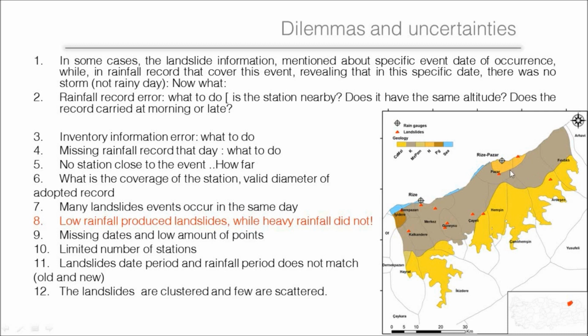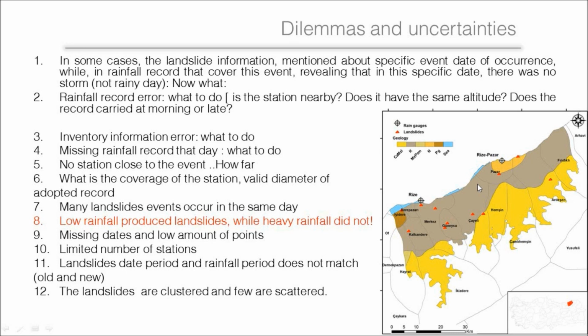Now you are saying that I have a station here and some rain landslides around, so I will consider this station. But the most critical question that comes from the reviewers, from editors, from the students, from me, is: what is the coverage of the rain gauge? In other words, how much can you be sure that this record is correct within a specific dimension? Can you tell me that for a diameter or a radius of 5 kilometers, everything within 5 kilometers is correct, or can follow this station record?